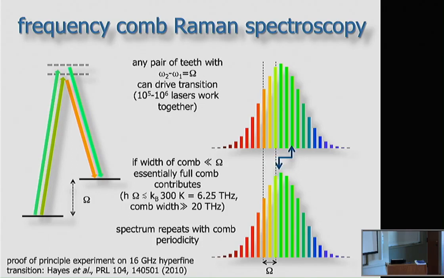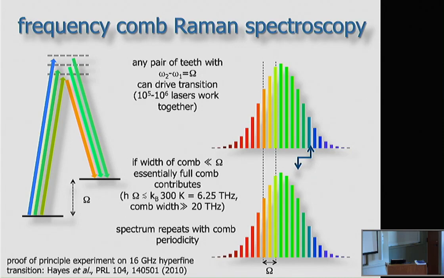So in a way, for a Raman transition, these two and these two work on the same transition, and so will these two. This is a trick that Chris Monroe and company use all the time for their 16 gigahertz hyperfine transition. So this was already shown in atoms before we used it for molecules, but it's not limited to 16 gigahertz. As long as the spectrum of the comb is much broader than the transition frequency you're trying to bridge, this trick will work.